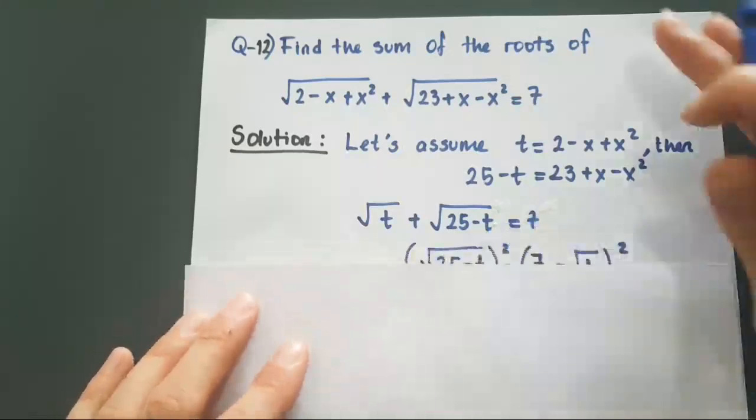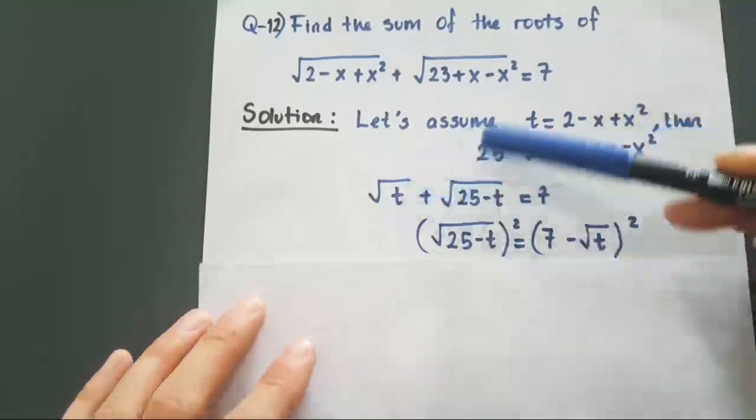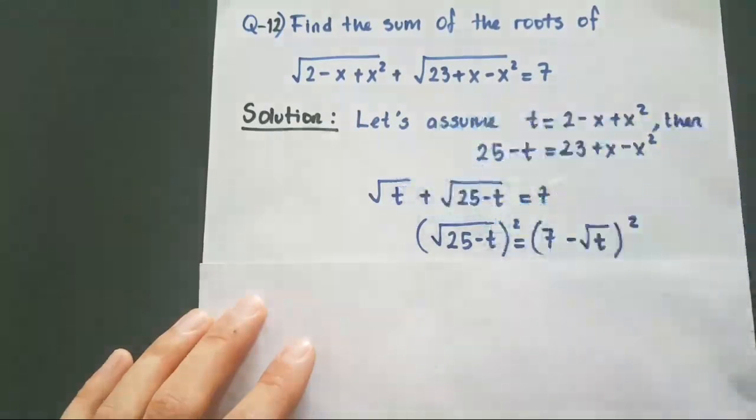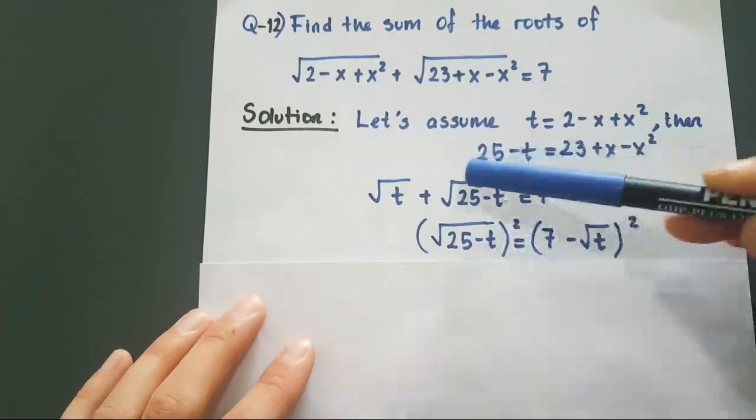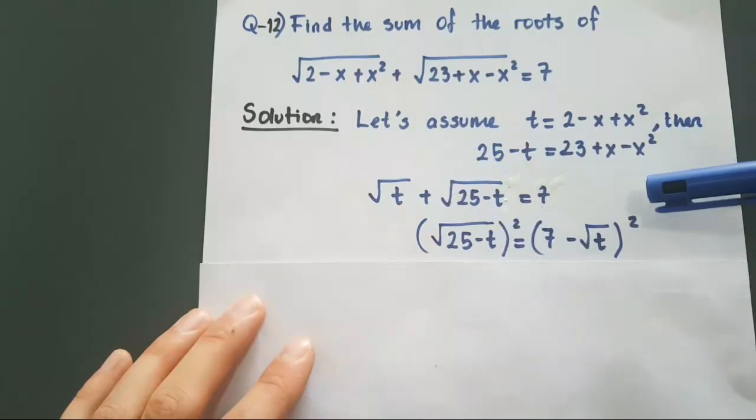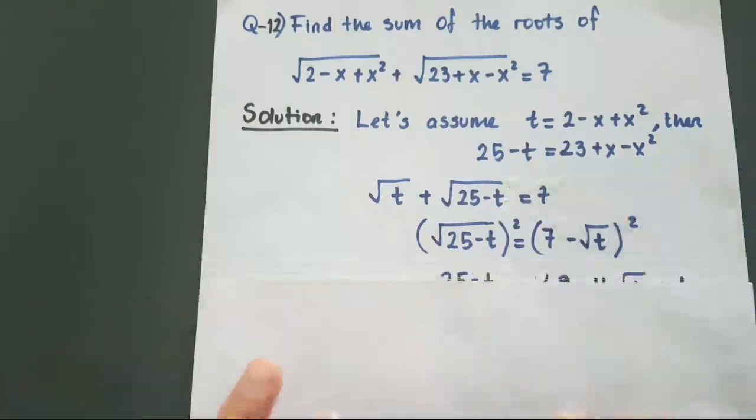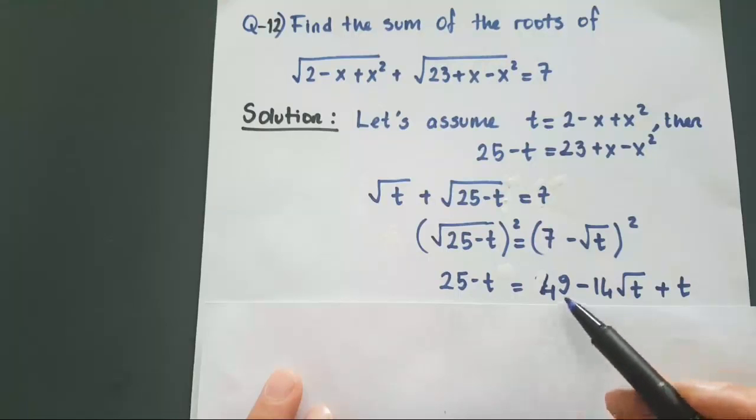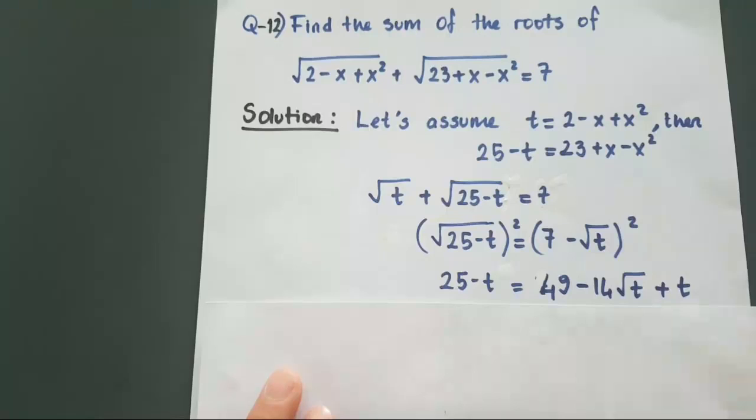Now, as I told you before, I will take one of the radicals to the other side. I chose square root of t: keep root 25 minus t on the left side, and take square root of t to the other side, and square both sides of the equation. What do we get? We get 25 minus t is equal to 49 minus 14 square root of t plus t.